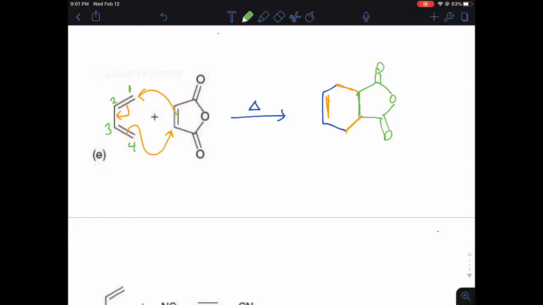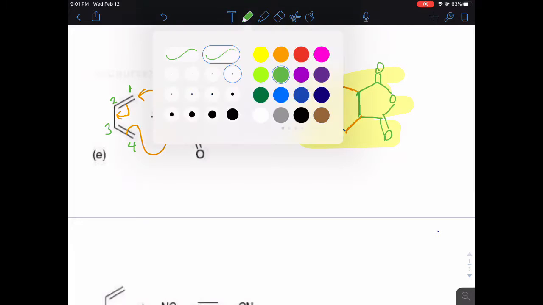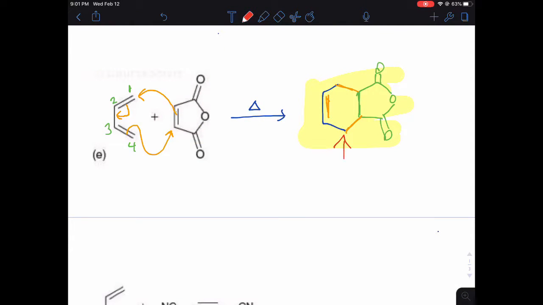Okay, so this would be our product, right? It has a 6-membered ring, and then the remaining part of the dienophile attached to it. Okay, so let's go on to the next question.